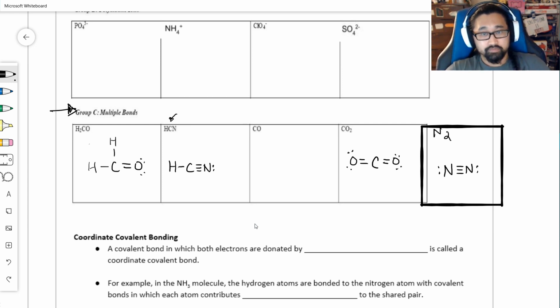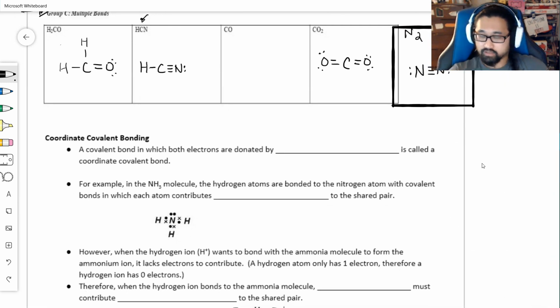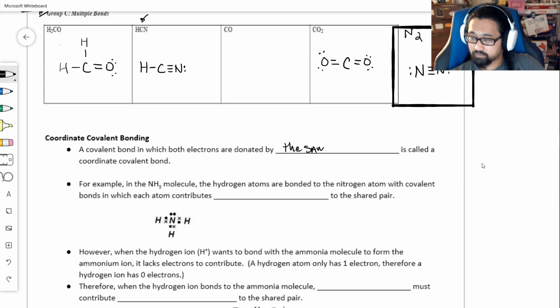Right. Now, I will come back to these examples, the ions, probably closer to when we talk about it, again, it'll be a little bit from now. Now I'm going to use carbon monoxide to explain what coordinate covalent bonding is, right? A covalent bond in which both electrons are donated by the same atom is called a coordinate covalent bond, right?